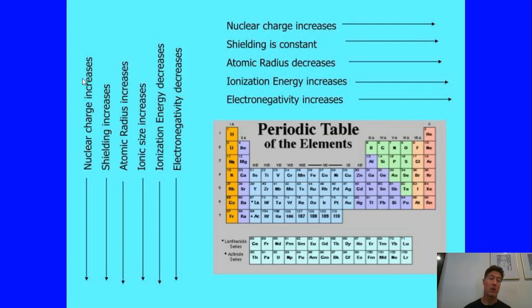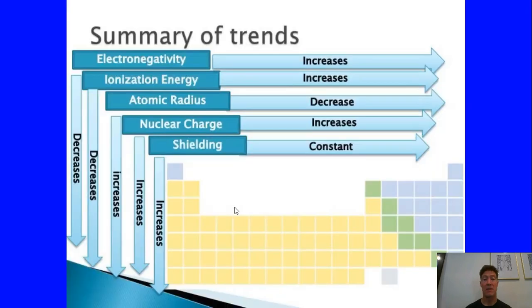Looking this way, the nuclear charge increases, but so does shielding and distance. So the atomic radius is going to get bigger. The ionic size is going to get bigger. The ionization energy, the energy it takes to steal electrons, is going to decrease. And we see decreasing electronegativity as we move towards francium, the least electronegative, and increase as we get closer to fluorine, the most electronegative. Again, we don't include noble gases in discussions of electronegativity.